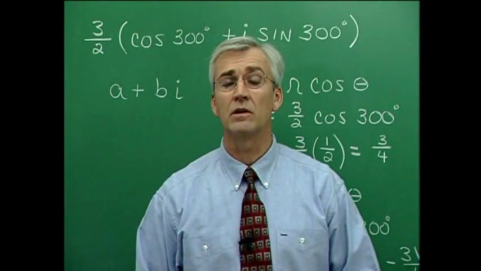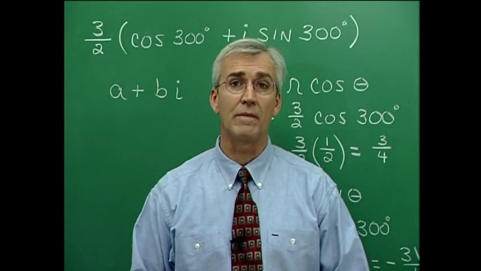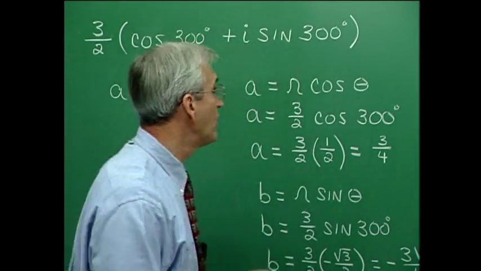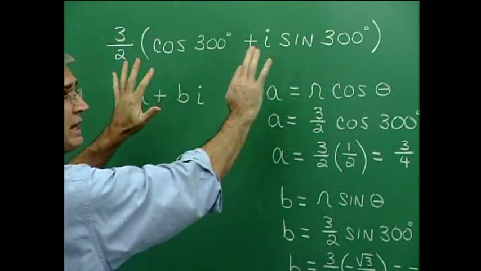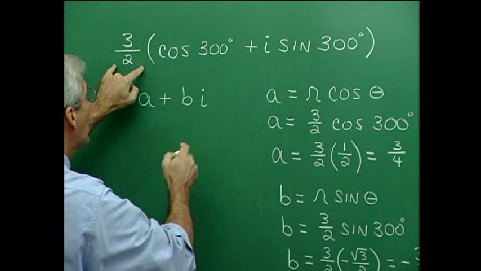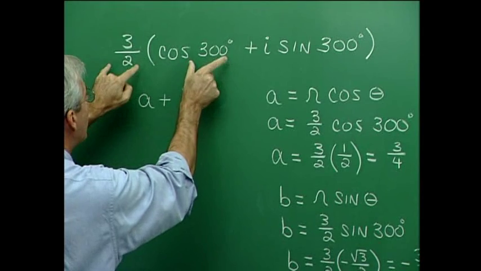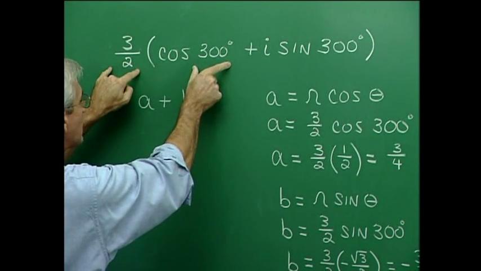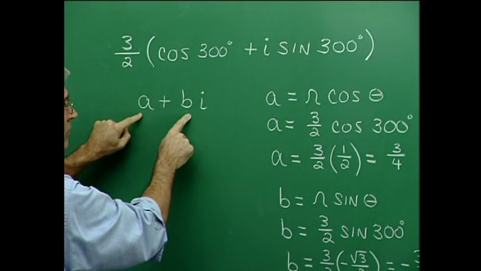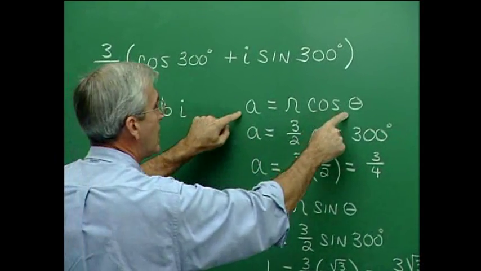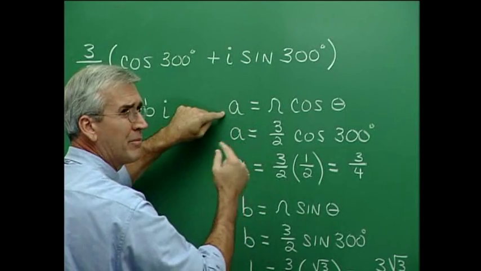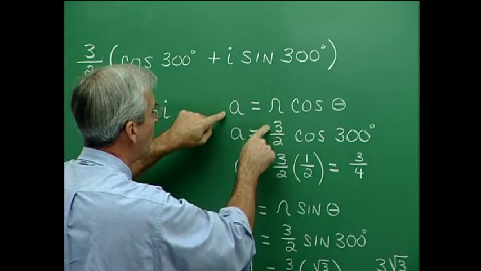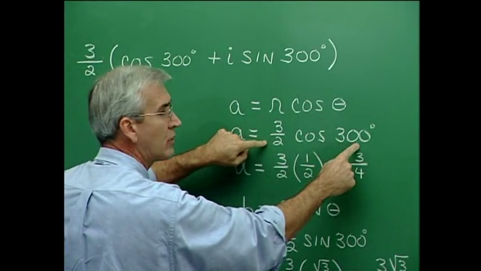Let's take a complex number now written in trigonometric form and write it in standard form. We start with our problem written in trigonometric form, and the important thing is to identify the r and the theta. And with r and theta, we can make the calculations for the a and b in the standard form. a is r cosine theta, b is r sine theta, and that's really all there is to it. It's not a really big deal calculation here. R is 3 over 2, and the theta is 300.